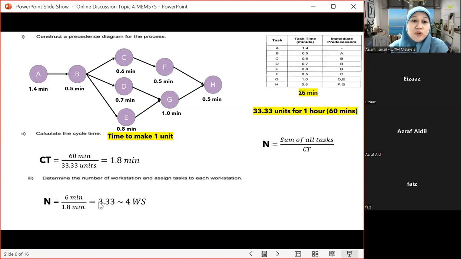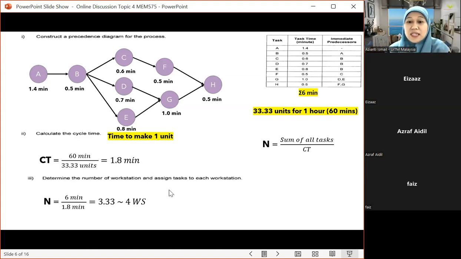So we will get 3.33. Remember, N is a whole number. You have to round up. Even if you get 3.1, you have to go to 4. Okay, so for this case, 3.33, you need to have 4 workstations. So all these tasks are going to be grouped into 4 workstations.